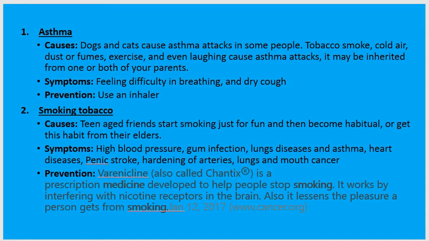Then the third one is asthma. Causes: dogs and cats cause asthma attacks in some people. Why? Because dogs and cats have fur, and when people have pets at home, they cause asthma attacks. And tobacco smoke, cold air, dust or fumes, exercise and even laughing cause asthma attacks. It may be inherited from one or both of your parents also. Symptoms are difficulty in breathing and dry cough, and prevention is to use an inhaler, and there may be medicines also.